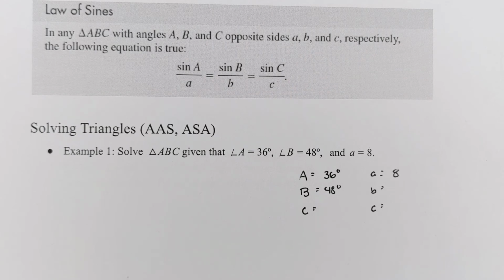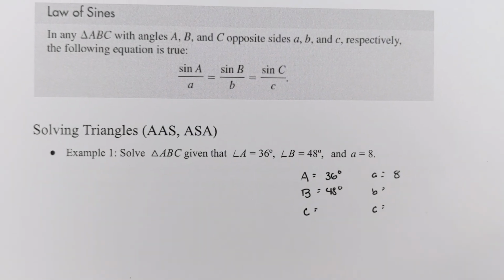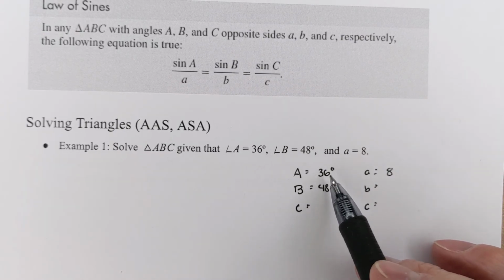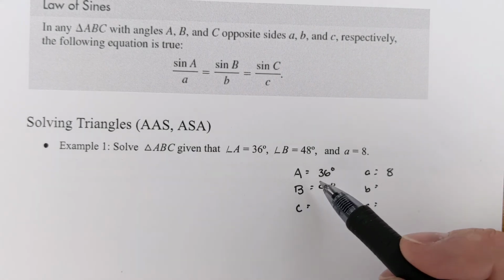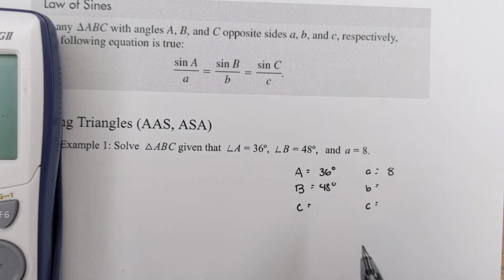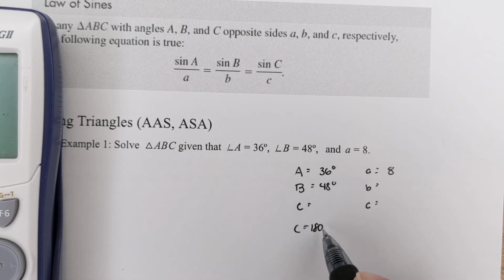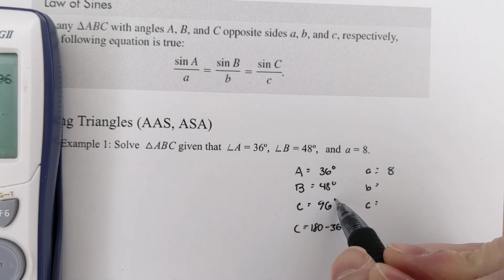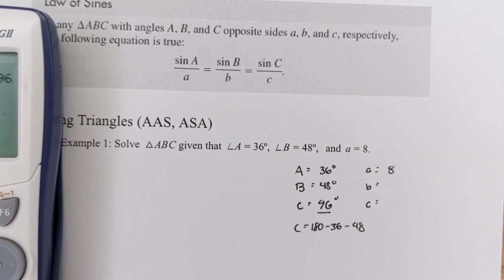In this case, where I have two angles and one side, the first thing I can do is find the third angle. It doesn't matter which of the two I'm given, I can always find the third one because I know that all three angles in a triangle add up to 180. So angle C is going to be equal to 180 minus 36 minus 48. It only has one possible value. Punching it in the calculator, angle C has to be 96 degrees because it's the only possible angle allowed.